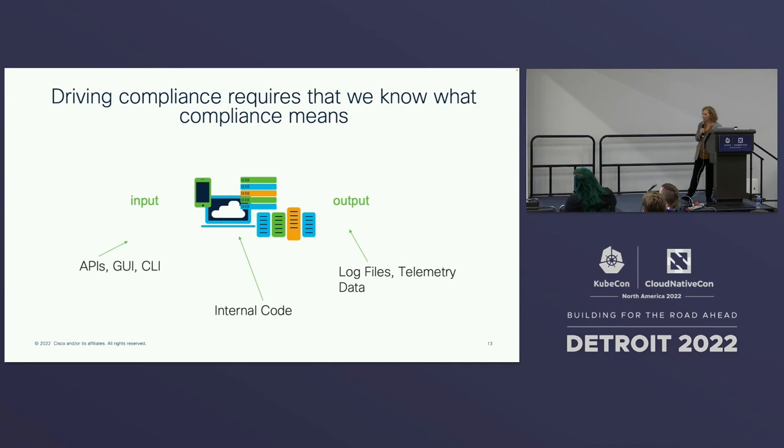Then there's also the output. So log files, telemetry data that comes from products. Cisco puts out a lot of that, right? So we also want that to be compliant with the policy. So now we're able to tell teams, and engineers want to know what this is defined as. Compliance means all of this is compliant. All of this can be clear of all these words.